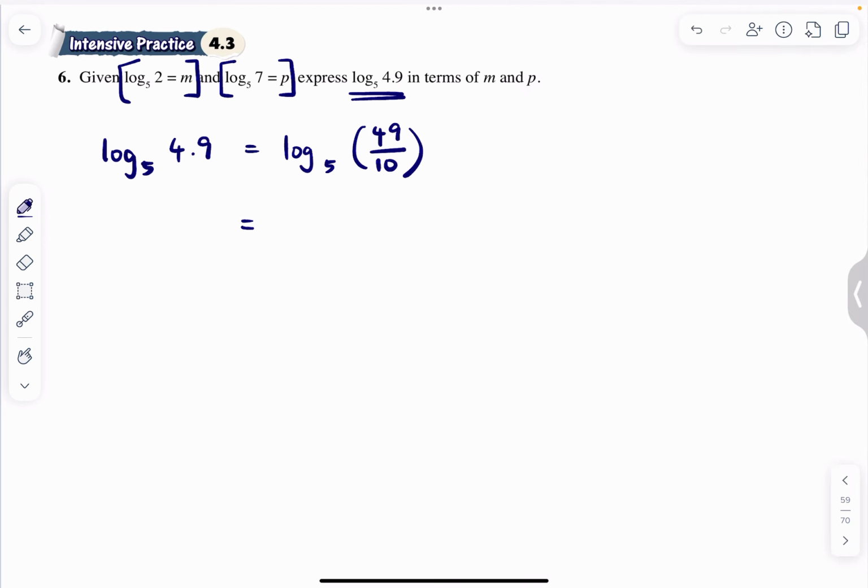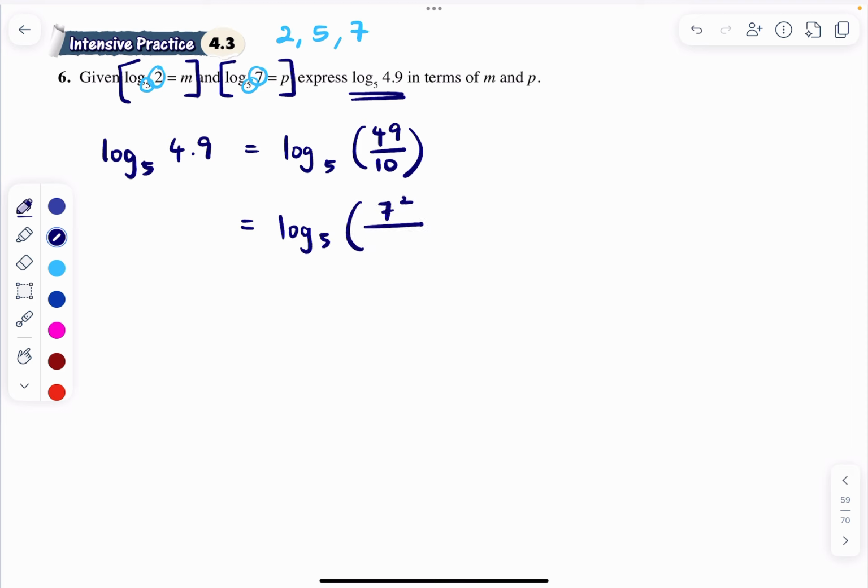Right. So in this question, we have 5, 2, and 7. So these are our numbers. We have to somehow bring these numbers into this fraction. Okay. 49 is just 7 squared, and 10 will be 2 times 5. Okay, so you see we use 2, 5, and 7 to make this 49 over 10.